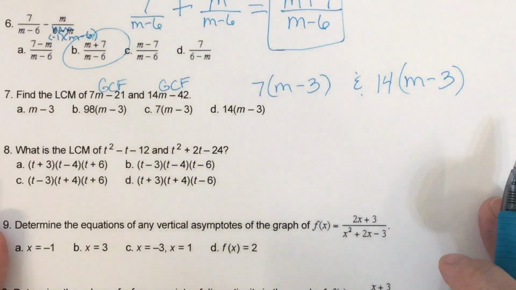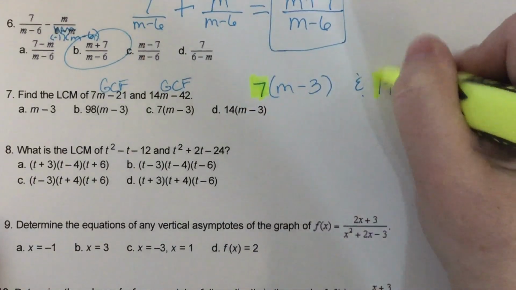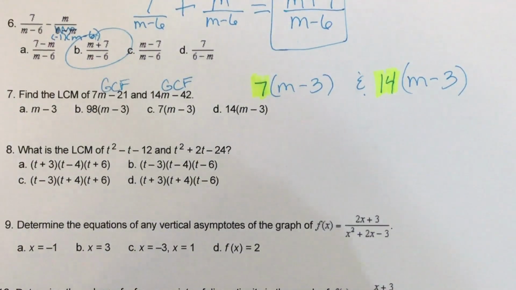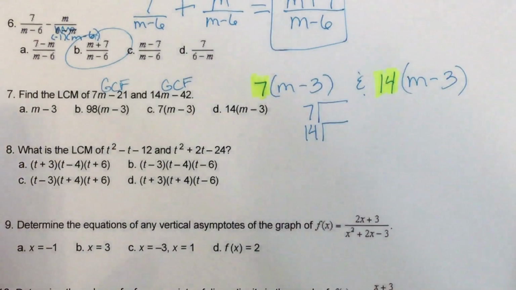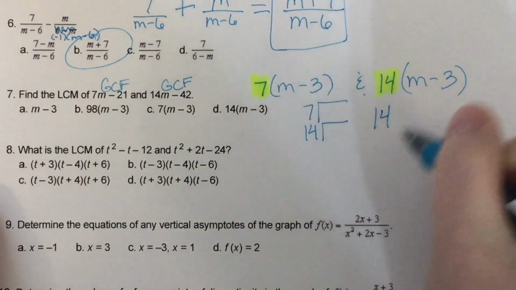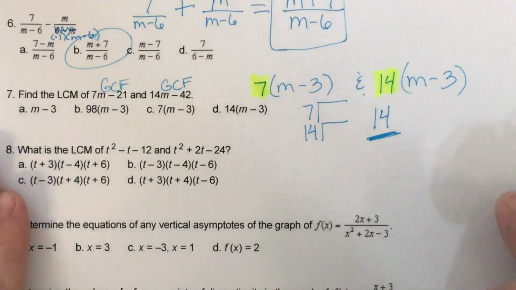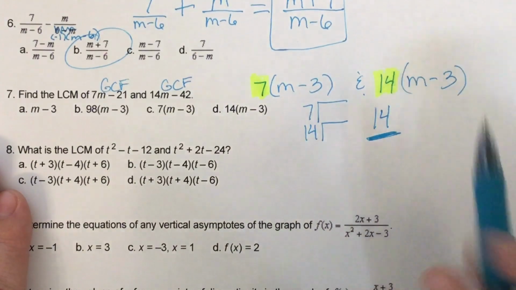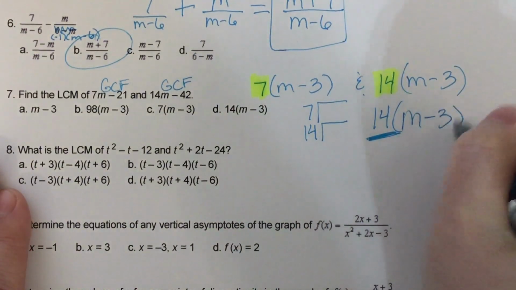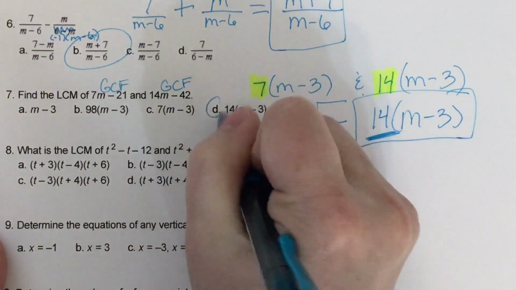Okay, so to figure out the least common multiple, first I look at the constants out in front, and what is the smallest number 7 and 14 can both divide into? 14. So 14 is going to be one of my pieces to my least common multiple. And then m minus 3 is a factor. It happens once here and once here, so I need it once. And this is my least common multiple, which is answer choice D.